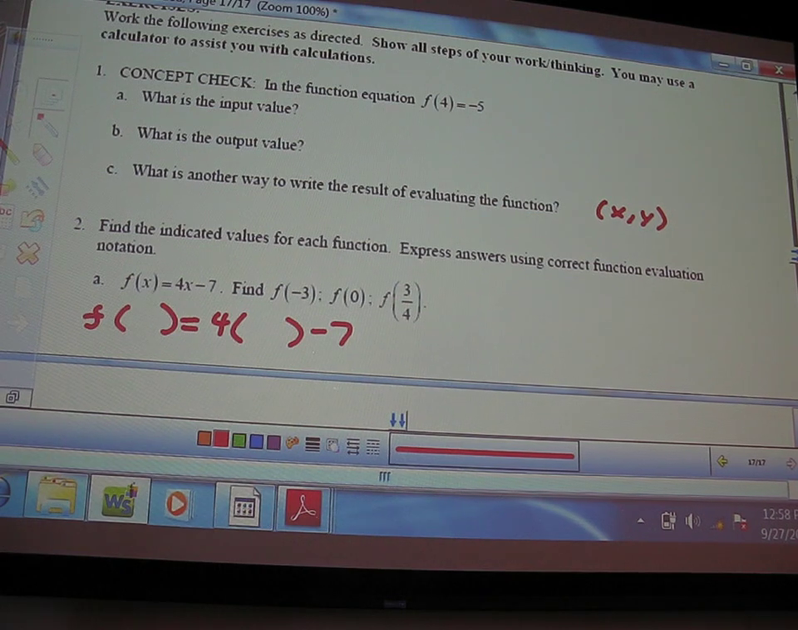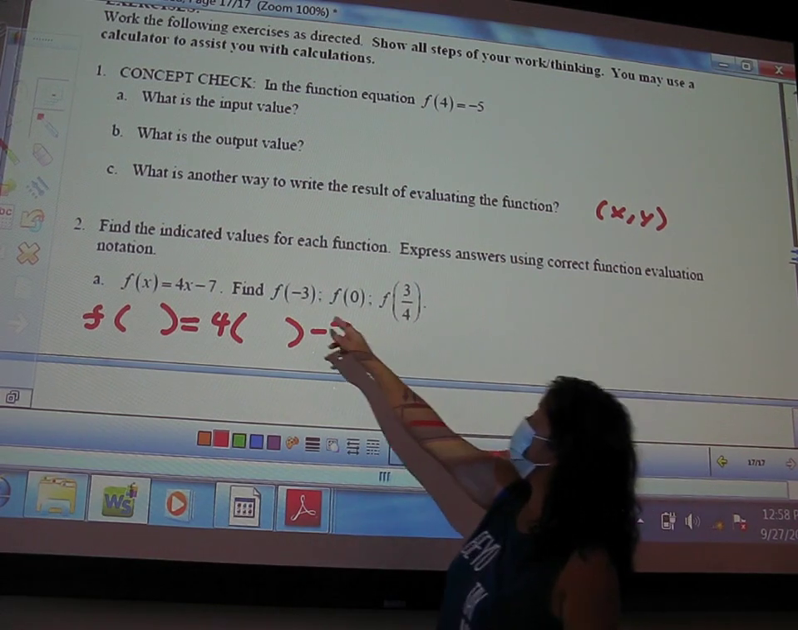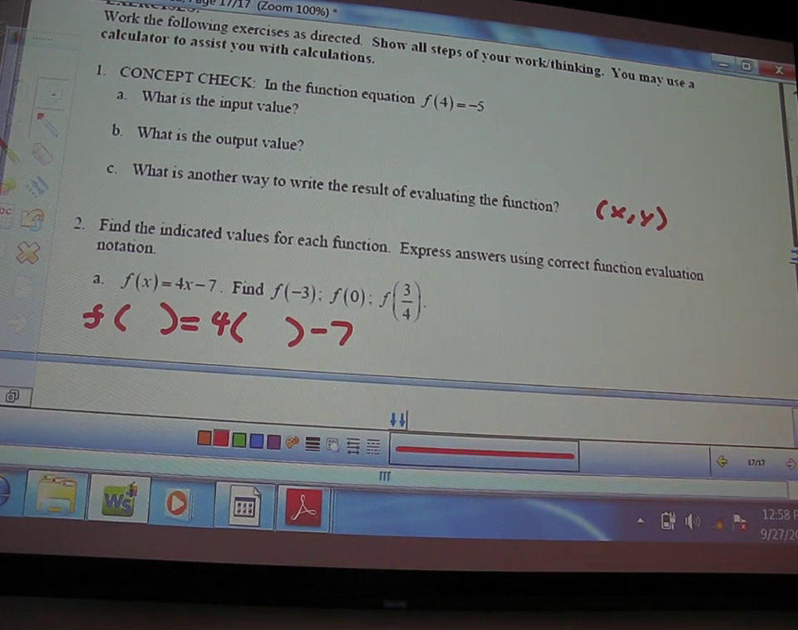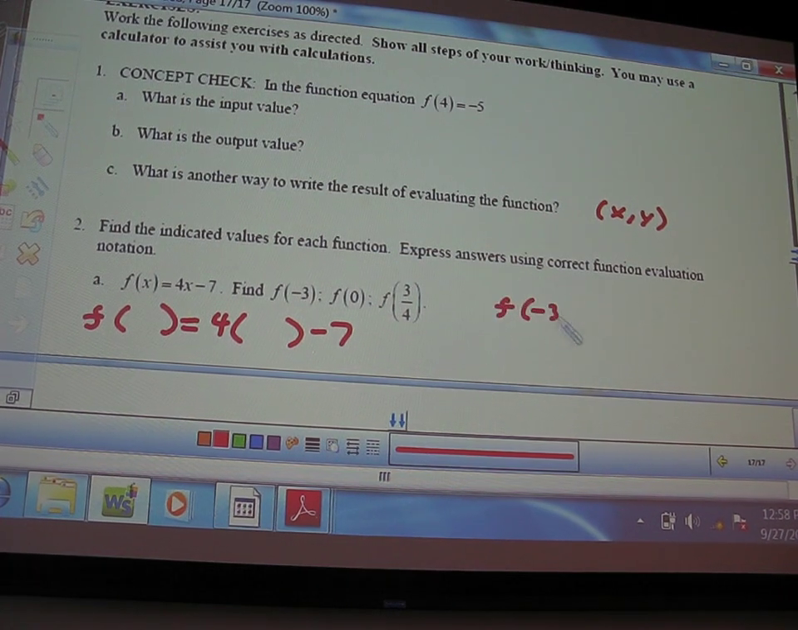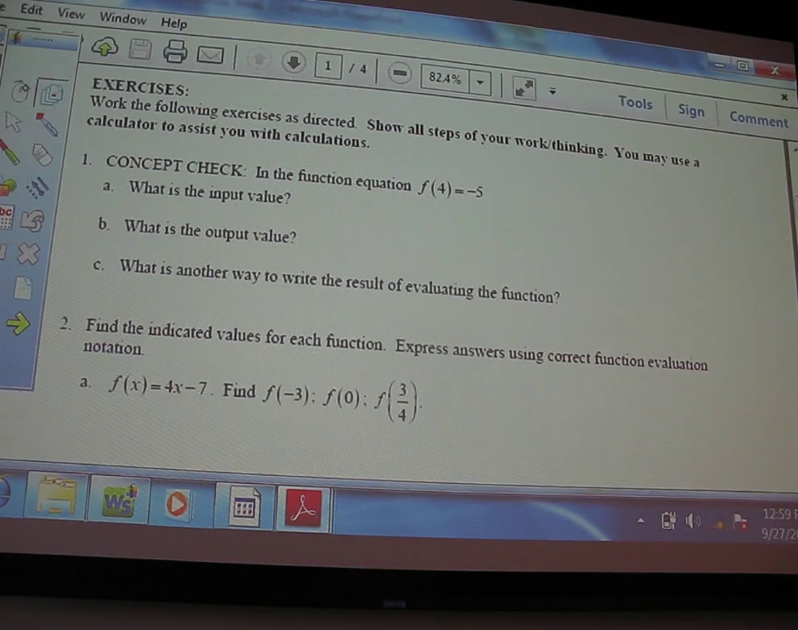So in other words, f of 4, just like that one up there. That's function notation. F of 4 equals -5. You write it just like that. F of -3 equals, and then whatever it equals. Good? Do you understand what we're asking for? Later on you're going to say f of -3 equals, and then write in what that equals. That's using correct function evaluation notation. All right, so that's number 1 and number 2, and it continues on to the next page, B and C. There's more of that on the next page.